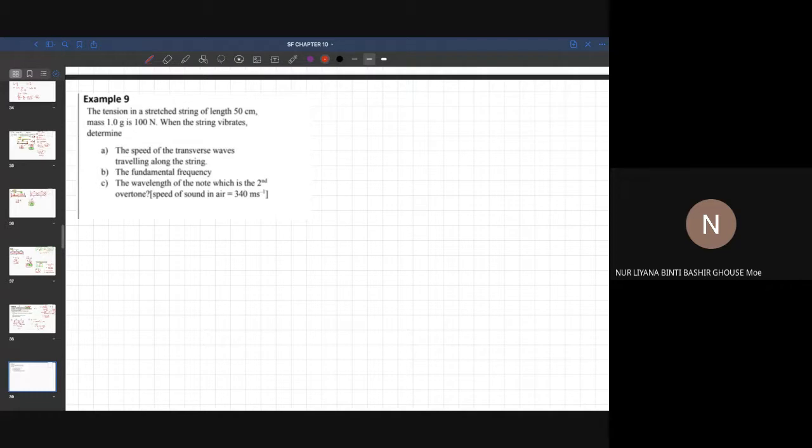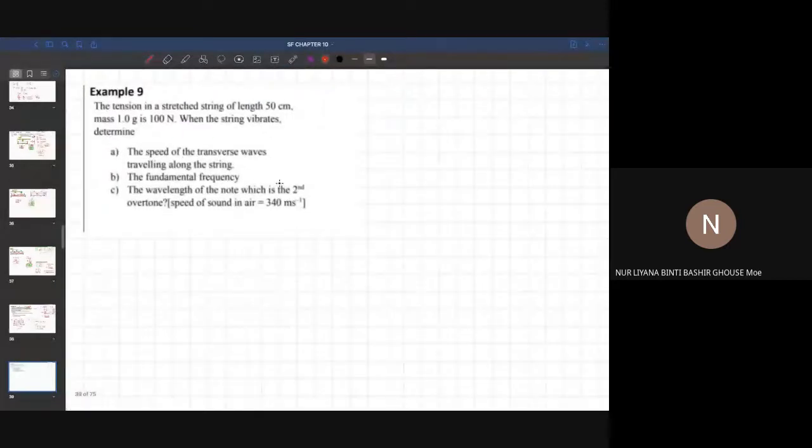Okay, let's discuss example 9. Everyone pay attention. If you're done or not done, make sure you listen carefully. Example 9 says the tension in a stretched string of length 50 cm, and the mass is 1 gram, is 100 Newton. So a lot of information is given: length, mass and also tension. Then it says when the string vibrates, determine the speed of the transverse wave travelling along the string.